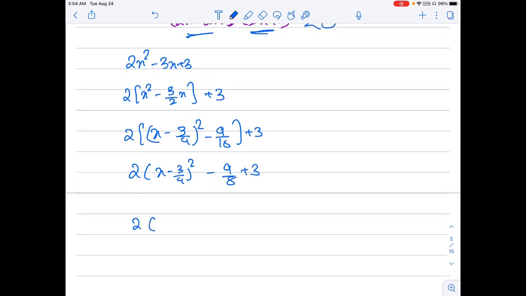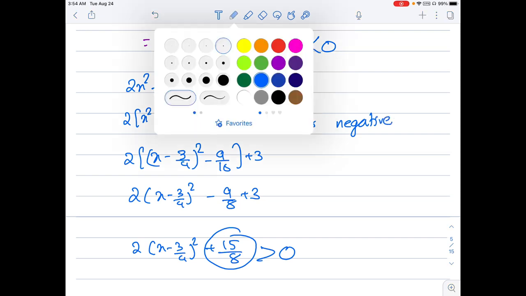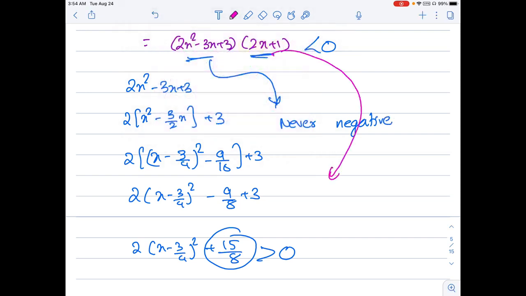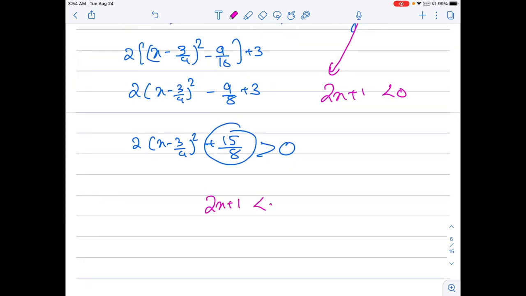So this becomes 2 times x minus 3 upon 4 whole square, then 24 minus 9 is 15, so 15 upon 8. We see that the square term is always positive and 15 upon 8 is also positive. So this is always greater than 0. So this term is never negative. I'm left with only 2x plus 1. So 2x plus 1 should be less than 0, which means x is less than negative 1 upon 2. That's going to be the answer.